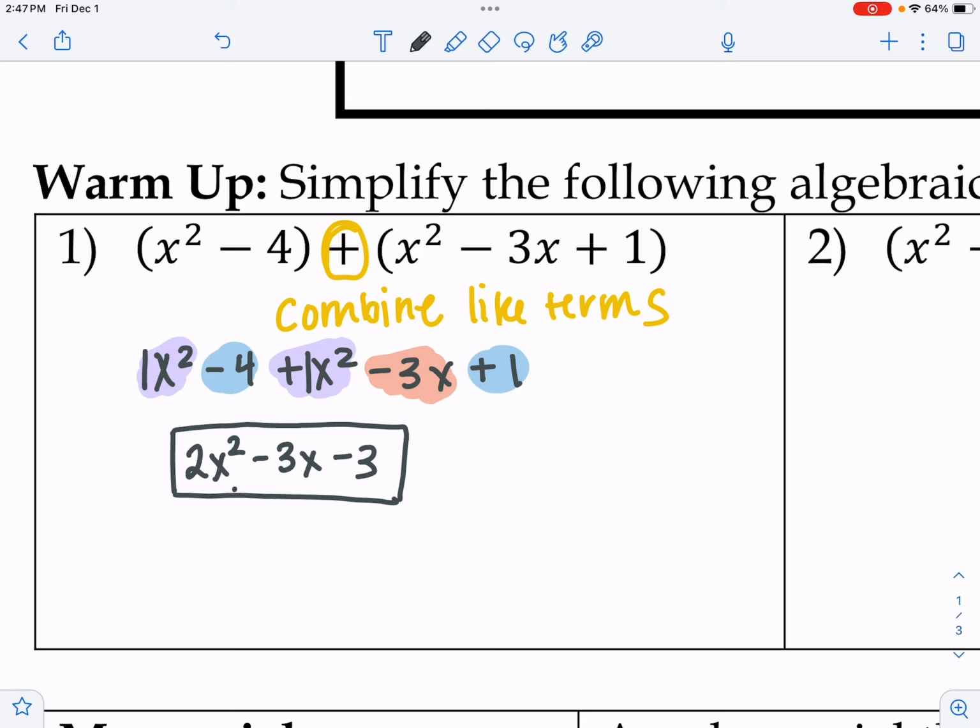And then do not combine these. These are not like terms because they don't have the same exponent. And so always write your answer highest exponent to lowest exponent.